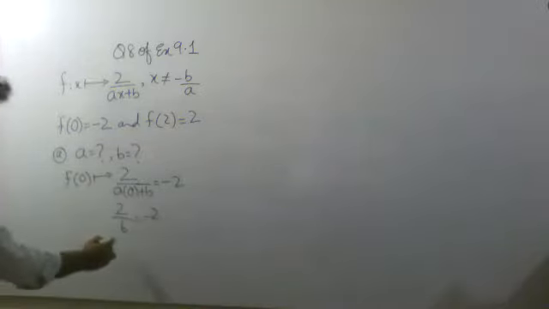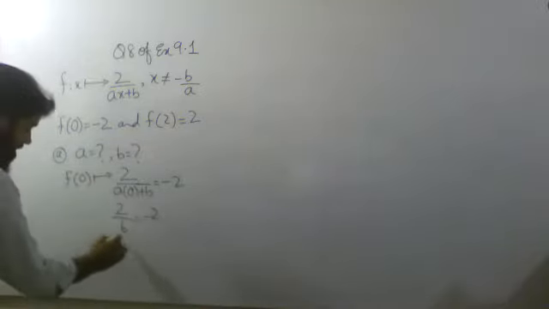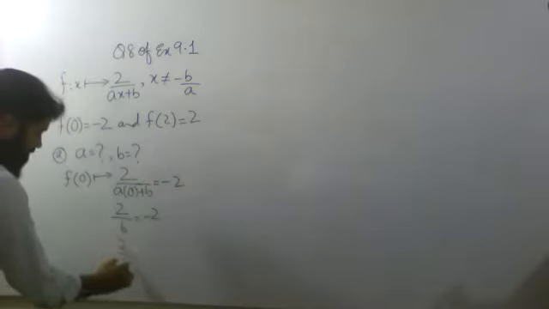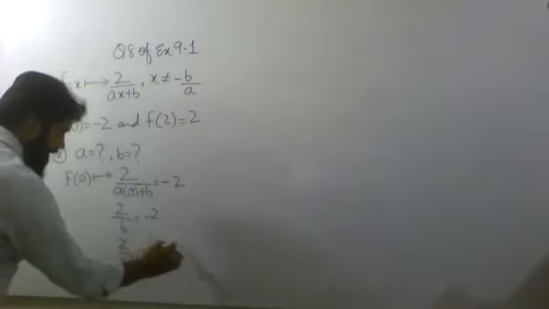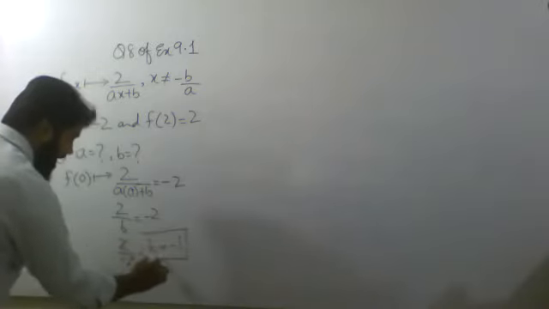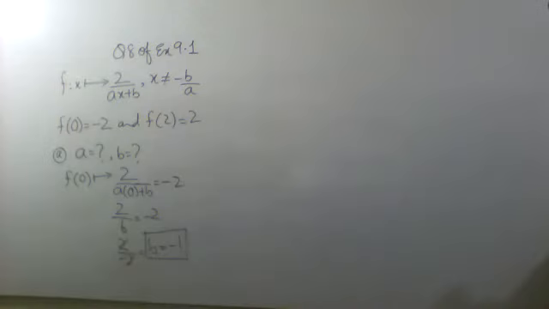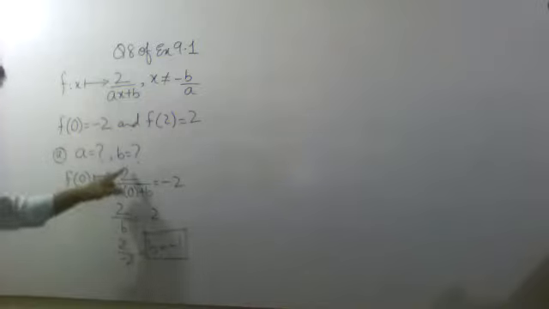And then shifting it, cross multiply. So the value of b is coming minus 1. Value of b is coming minus 1. Okay? What I have done, I have put in x equals to 0, simplified it, and the answer of b is coming minus 1.